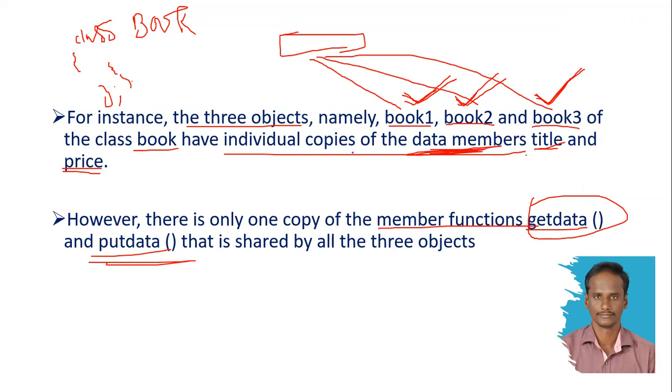But for title and price, it is not like that. There is separate memory space for book 1, separate memory space for book 2, and separate memory space for book 3, for the data members title and price. But for the member functions get data and put data, while declaring or defining them inside the class, it creates a common copy and shares the same memory space among all the objects, right? Yes, I hope you understood.